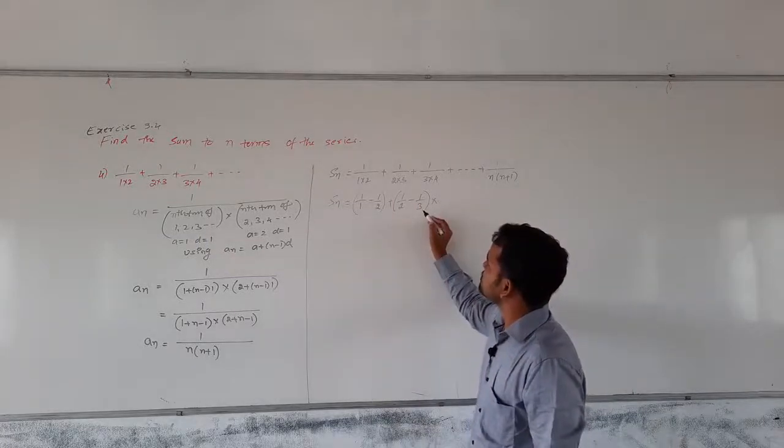1 by 2 minus 1 by 3. If you cross multiply, 3 minus 2 by 2 into 3.